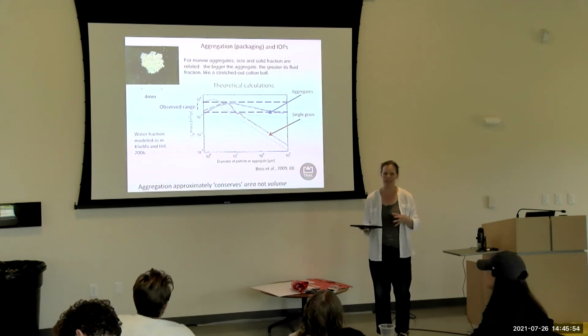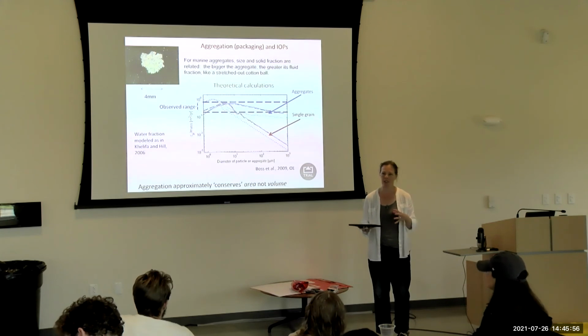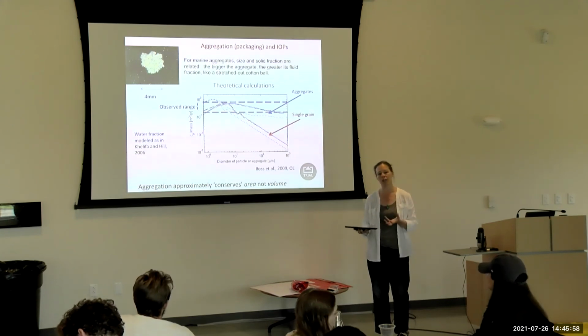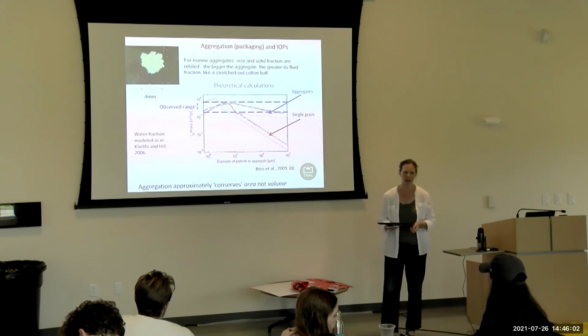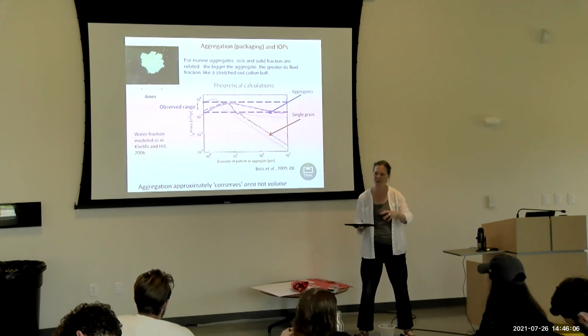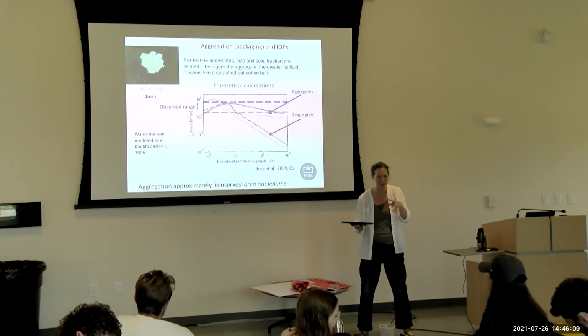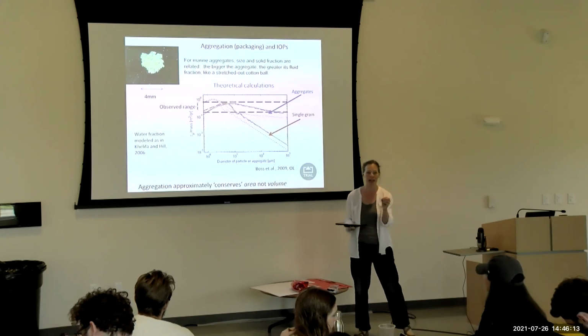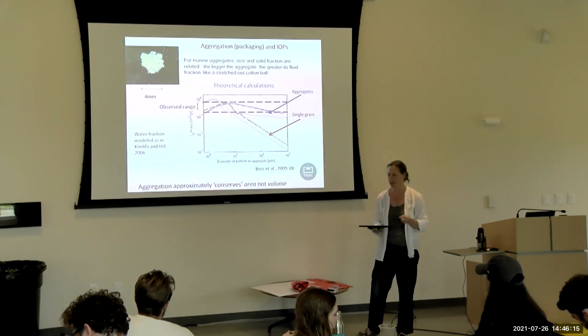So basically, the bigger an aggregate grows, the more of its volume is composed of just fluid. You can think of a large aggregate as more like a stretched out cotton ball. If you take a cotton ball and start pulling it apart till it's big and fluffy and almost see-through, compared to a smaller aggregate that might be more densely packed that you can't see through, right?